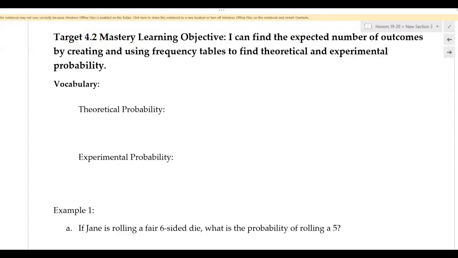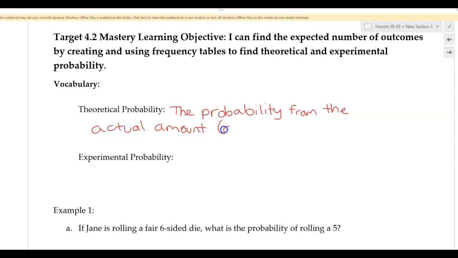So theoretical probability is probability from the actual amount, I would say. You didn't do anything. And we'll see examples of this.